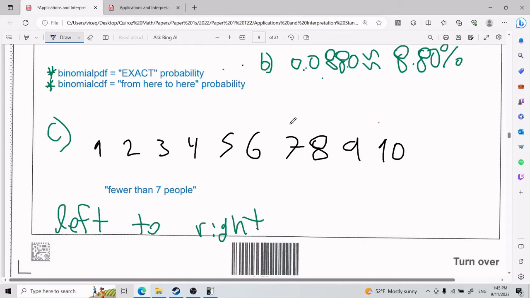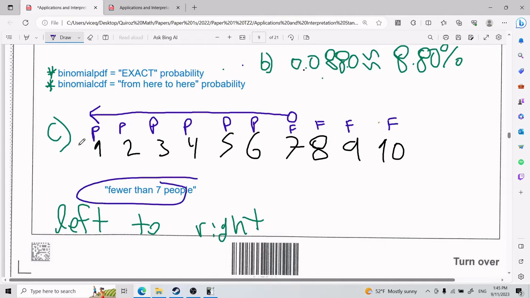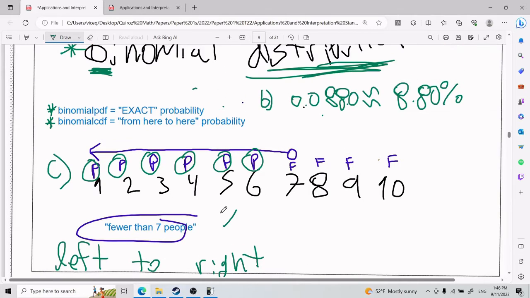If I have fewer than 7 people, that means I can't have 7 or more. Right? So that means that from here to there, I have a bunch of guys that pass the test, pass the test, pass the test, pass the test, pass the test, pass the test. And my guys 7, 8, 9, or 10 are all failing. Okay? So fewer than 7 people means that 6 guys, as I just showed here, 6 guys pass.